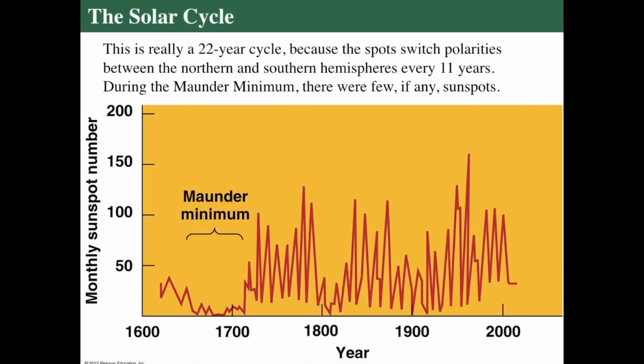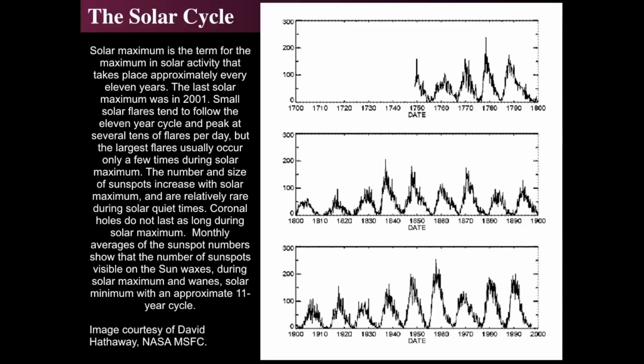And in fact, it's actually a 22-year cycle because we switch magnetic polarities. It goes from magnetic north to magnetic south and so on. And therefore, the number of sunspots is every 11 years, but if you add in the magnetic polarity, it's every 22 years. And then there was an interesting time right after Galileo started looking called the Maunder minimum, where there were few, if any, sunspots. And it was not for want of looking, because people really were looking for them at that time. We'll get back to that in just a second.